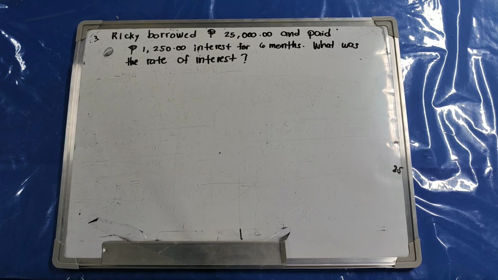Okay, so we have here another example, class. Ricky borrowed 25,000 pesos and paid 1,250 pesos interest for 6 months. What was the rate of interest? So very clear in the problem, we are looking for the rate. Again, rate, siya yung nagdadala ng percent symbol. So rate, percent symbol. So first part, you have to find the given.